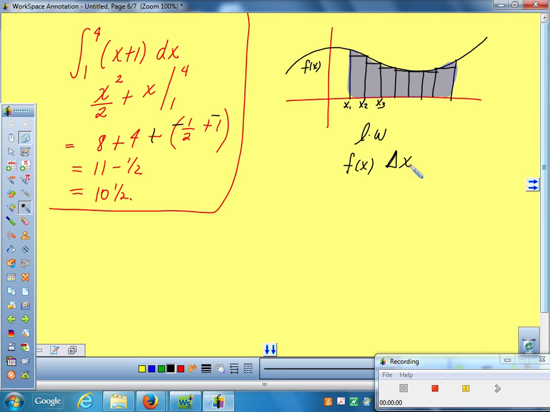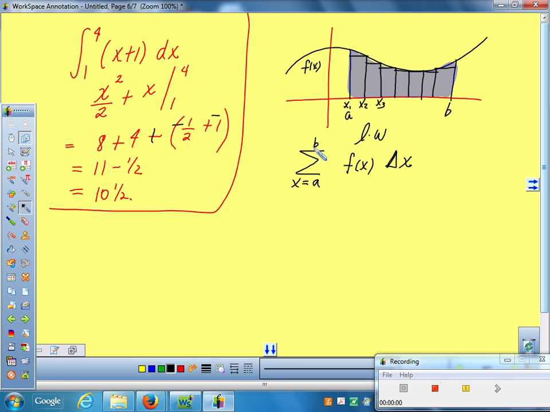Then they said, I need to add up all those rectangles. What math symbol do we know that says sum up all these somethings? Sigma. And then we have to tell it where to start and where to end. So they said, let's sum up from point A to point B. But then here's the problem. Theoretically, that's going to get them an approximate area. But what if I want the exact area?